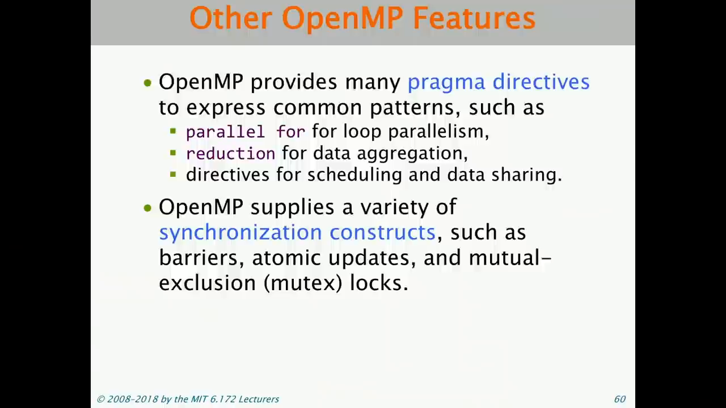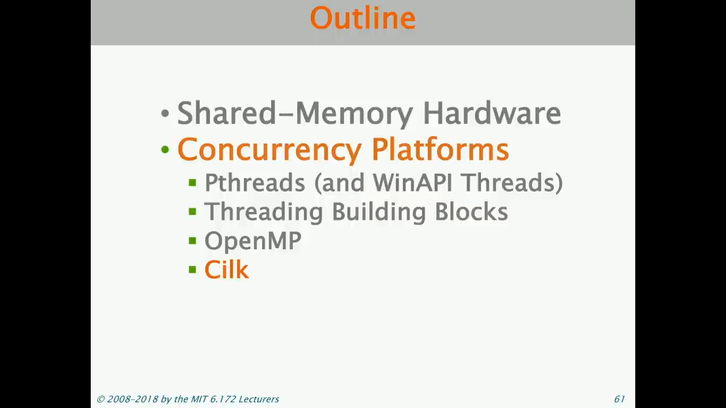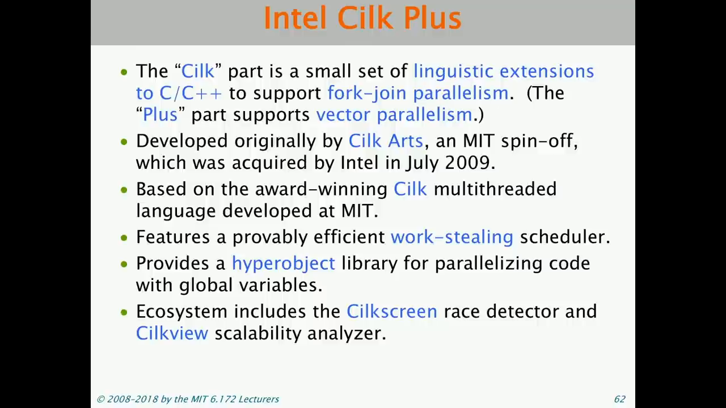OK, so the last concurrency platform that we'll be looking at today is Cilk. We're going to look at Cilk Plus, actually. And the Cilk part of Cilk Plus is a small set of linguistic extensions to C and C++ that support fork join parallelism. So for example, the Fibonacci example uses fork join parallelism. So you can use Cilk to implement that. And the plus part of Cilk Plus supports vector parallelism, which you had experience working with in your homeworks.